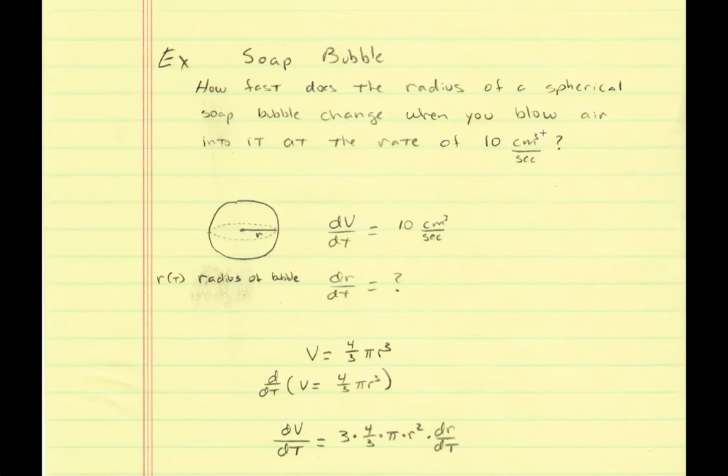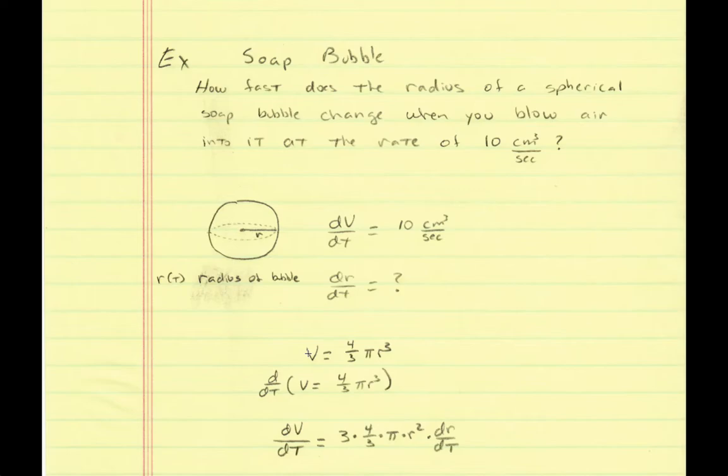and that's what we have right here with our rate given. Cubic centimeters per second is a volume rate. So here's what I know. My dV/dt is 10 cubic centimeters per second. They're asking how fast does the radius change, so they're looking for dr/dt. And the only variable I have is the radius for this sphere.